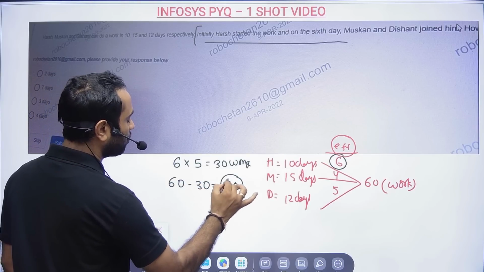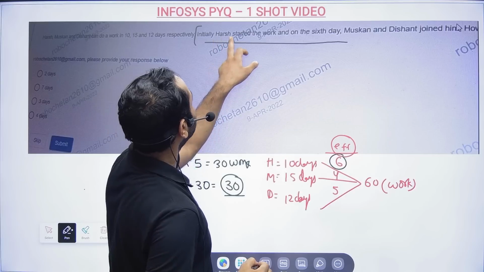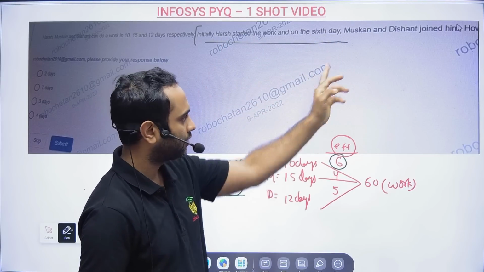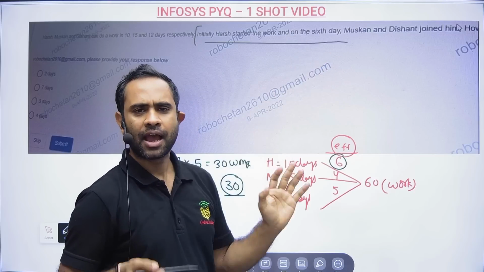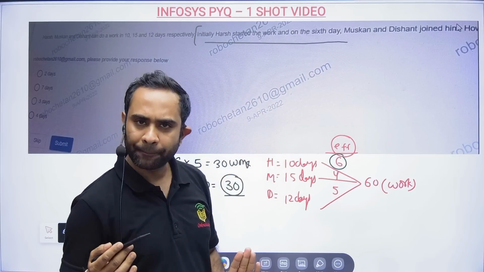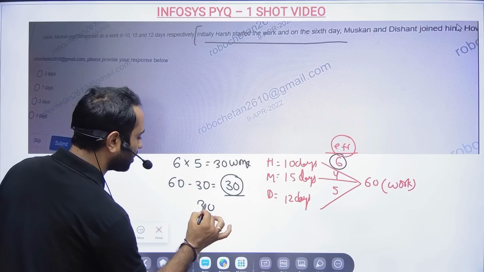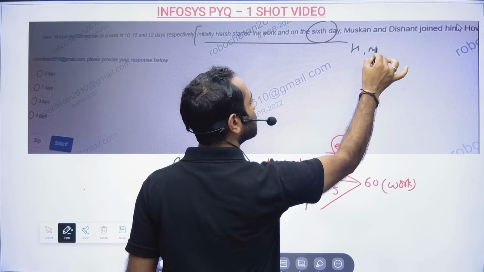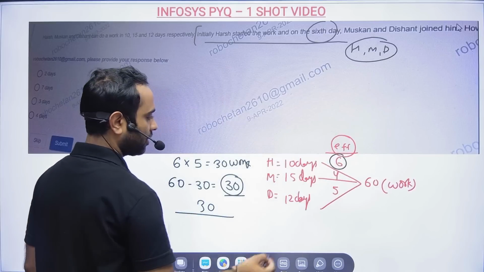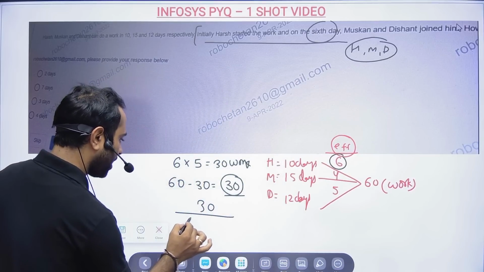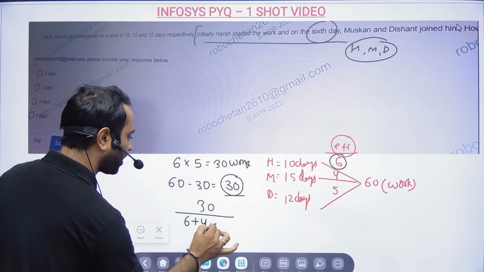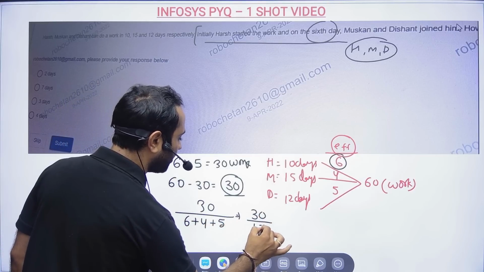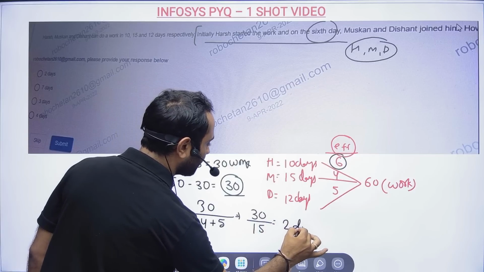Now this 30 work, who will do? Harsh started the work and on the 6th day, Muskan and Disant joined. After that the question is cut. But how many days will they take to complete the work? Now total work is 30, and from the 6th day onwards, Harsh, Muskan and Disant, all 3 will work. So Harsh will do 6 work, Muskan will do 4 work and Disant will do 5 work. So 30 divided by 15, and this will become 2 days.